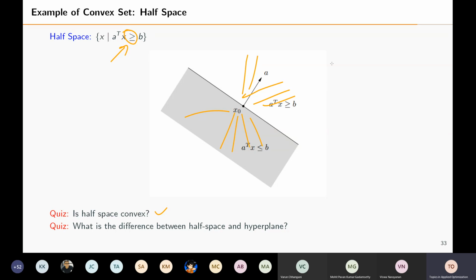But you should remember that if your ambient space is n, then the plane you should consider is n minus 1. Only then do you get two half spaces.